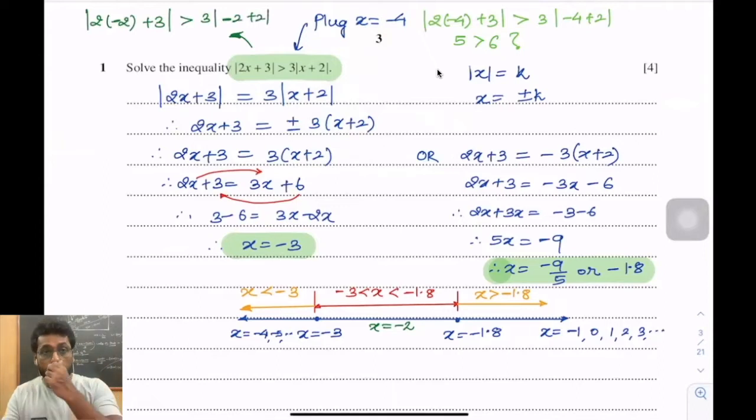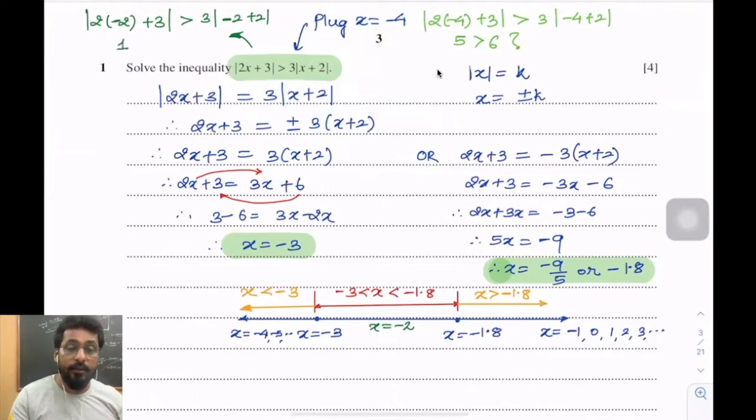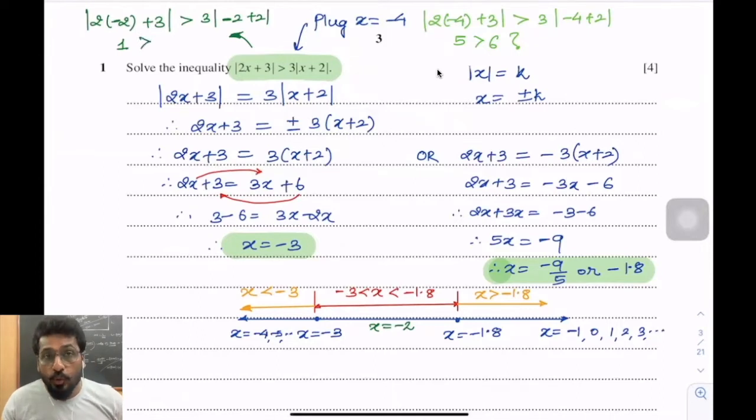So what do I get? 2 times -2 is -4. -4 plus 3 gives me -1. Modulus of -1 is 1. On the right-hand side, what are you going to get? Greater than -2 plus 2, that's 0.